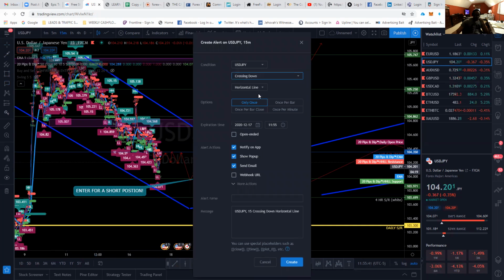I'm going to have it alert me when price is crossing down past this, once per bar close, because you're going to want to do it on the retest when the bar closes. This is going to be sent to my email. So I'm going to have it say, check for possible sell entry or short position, and enter stop loss and TP1.